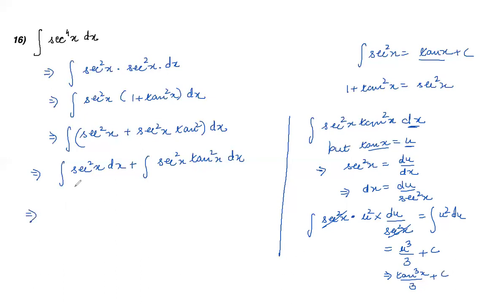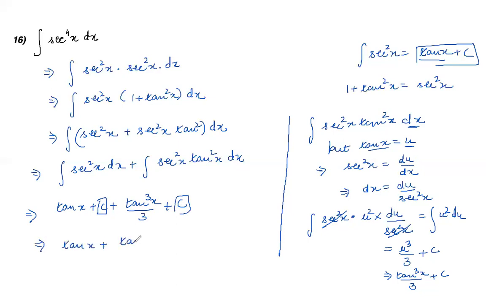So now I'm going to write the final answer here. See, the integration of sec square x will give me tan x plus c. Okay, and the integration, we already have solved this. Integration of sec square x into tan square x is tan cube x upon 3 plus c. Now we have two c's, that means it's just a constant quantity. So we can write it as one c. That is not a problem. Fine. So this is the answer for question number 16. So let's move on to the next question now.